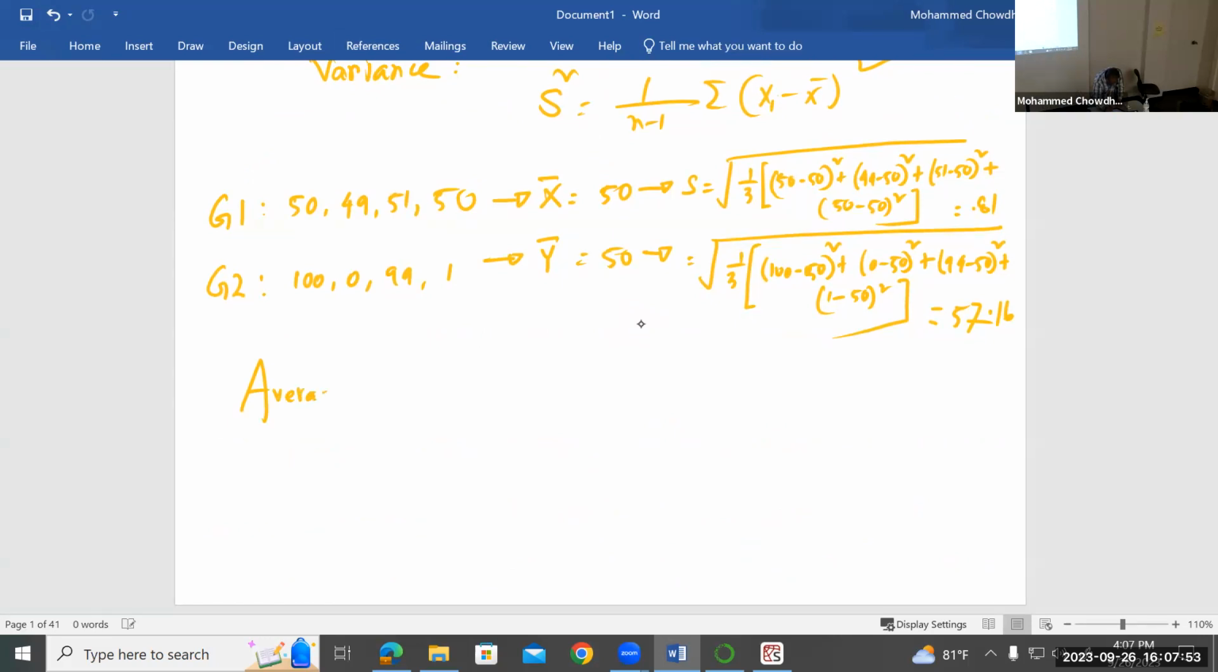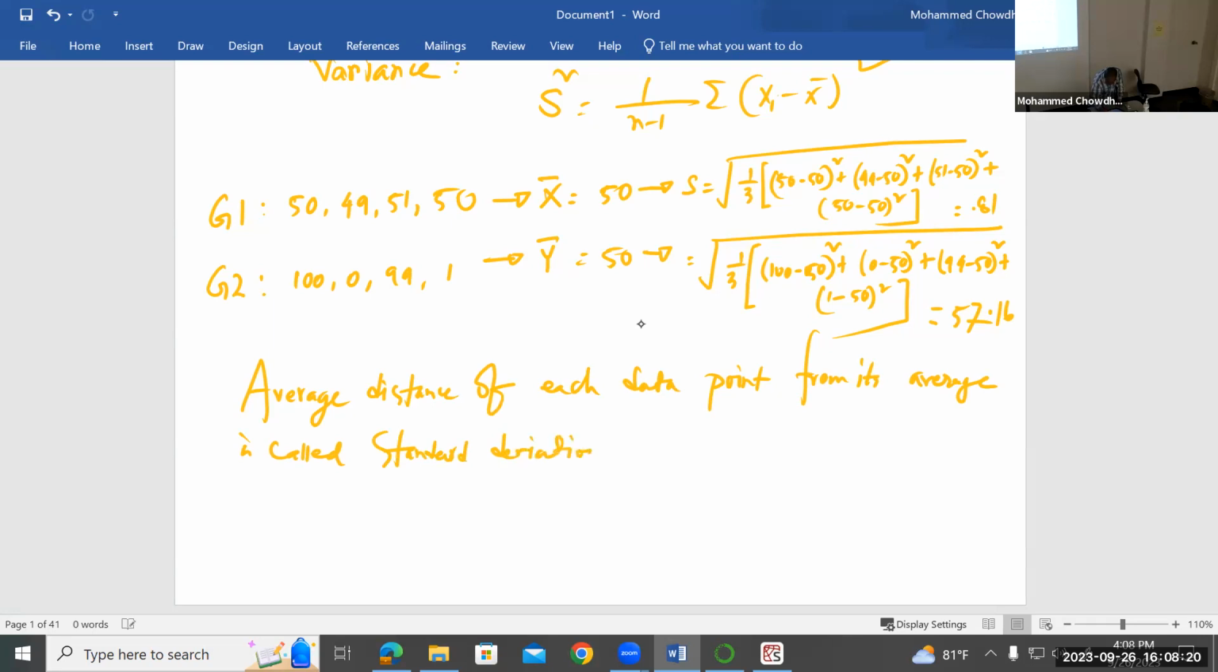Average distance of each data point from its average is called the standard deviation. Understand?